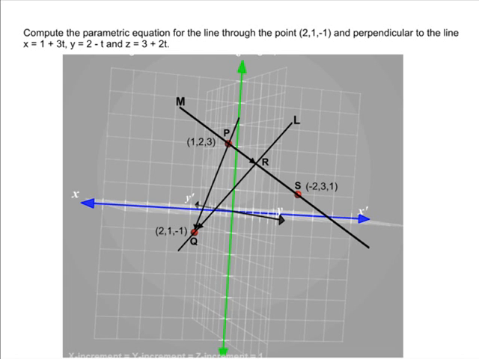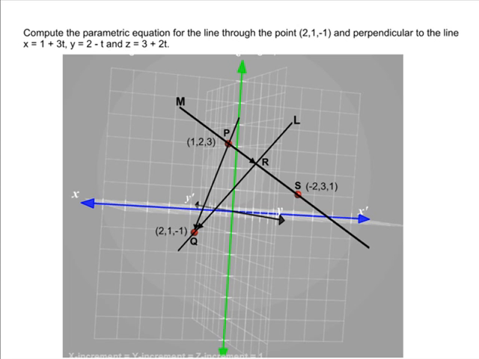Welcome, ladies and gentlemen, to Parametric Equations of Lines in Space, Example 2. If you need to do so, please pause the video and study this diagram for a little while so you can get adjusted to the three-dimensional view. Let me first read the problem.